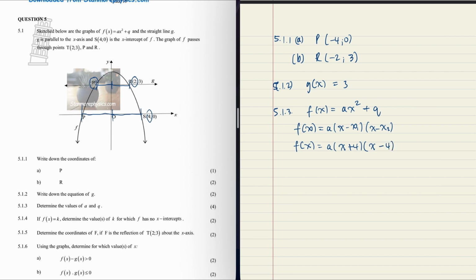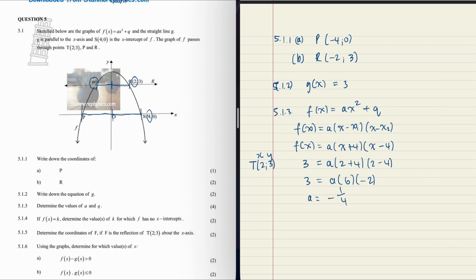Now we need to substitute a point. Well, we can substitute either T or R. I'm going to substitute T. So T has a value of (2; 3). So this is the y value, that is the x value. So 3 = a(2 + 4)(2 - 4). So 3 = a times 6 times -2. So a is going to equal -1/4.